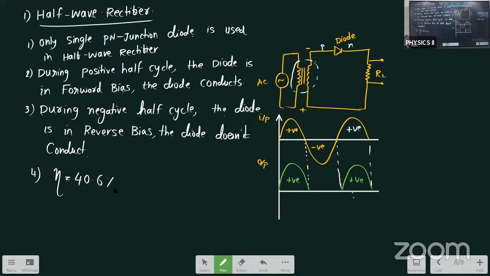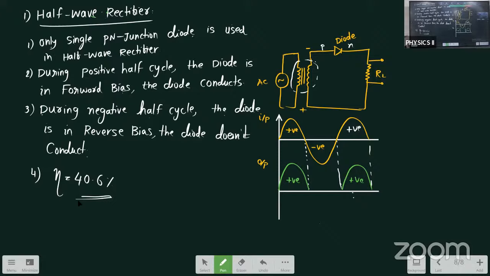And what is the efficiency of this half wave rectifier? The efficiency of a half wave rectifier is 40.6%. What does it mean? Whenever you are supplying 100% AC, out of that 100% AC, how much can it rectify? It can convert 40.6% into DC. I hope you understood this answer.